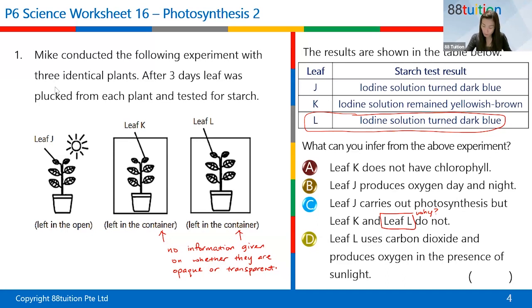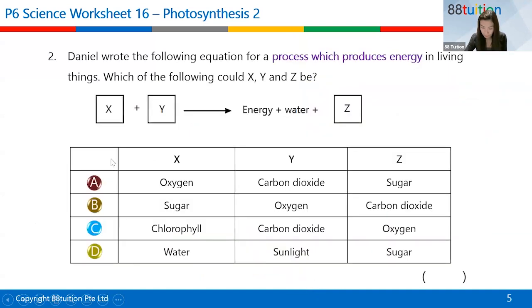So the rest of you, I think you all chose D because you got it correct. Leaf L uses carbon dioxide and produces oxygen in the presence of sunlight. That is the correct statement, the correct conclusion you can make, because obviously this is happening, right?